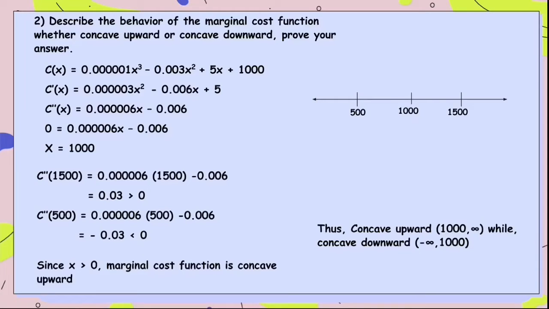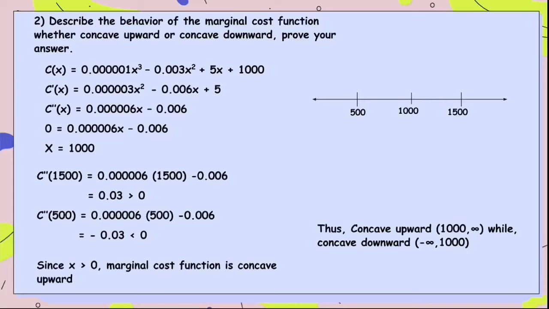The first derivative is equal to 0.00003x squared minus 0.006x plus 5, and the second derivative is 0.00006x minus 0.06. Then we set C''(x) equal to 0 in the second derivative function to get the value of x. So we get that x equals 1000.